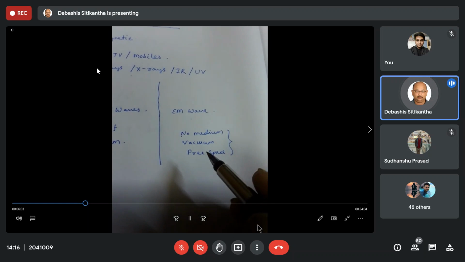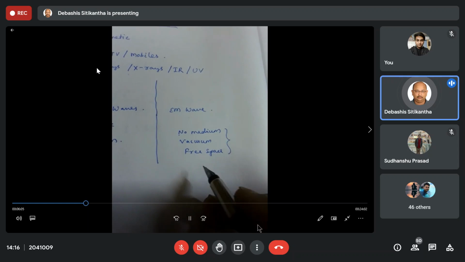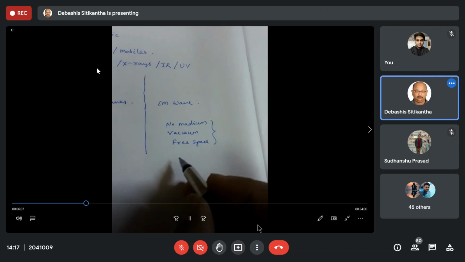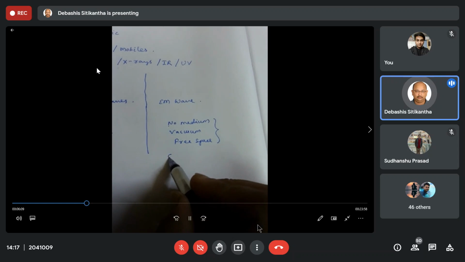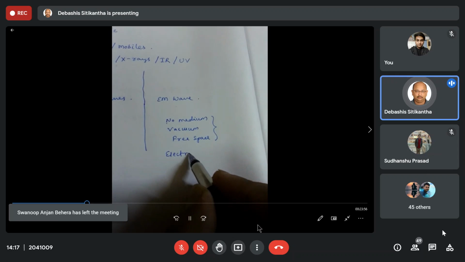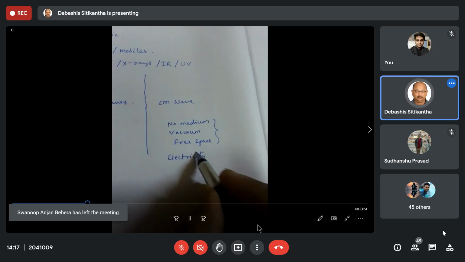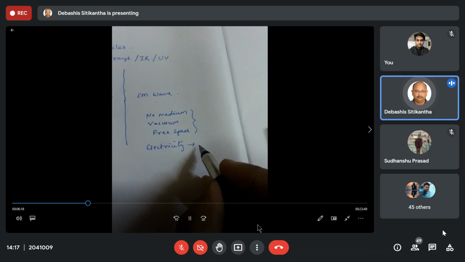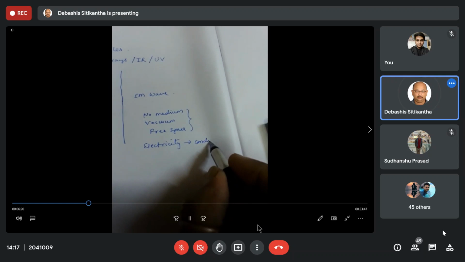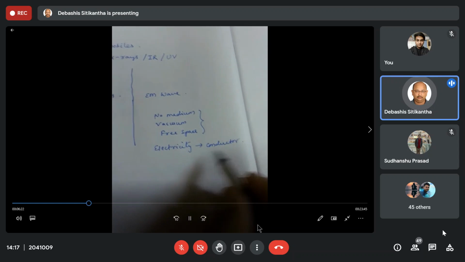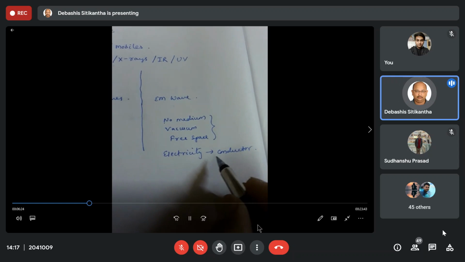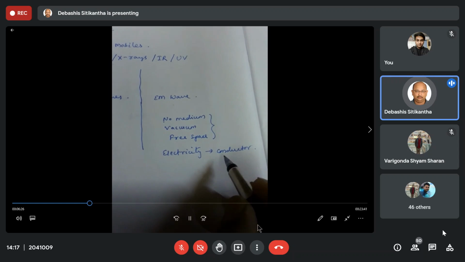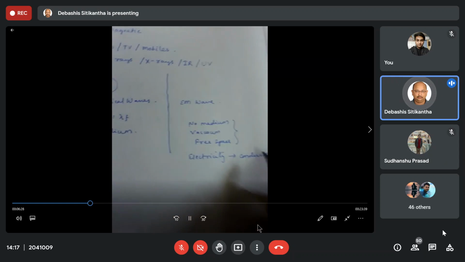Similarly, your electromagnetic waves can also pass through a material or medium. For example, the flow of electricity is also an electromagnetic wave, but the only difference is that instead of traveling in free space, it is propagating through a conductor. So this is also an example of electromagnetic wave, but it is not known as a wave because there is a medium, that is your metallic conductors.